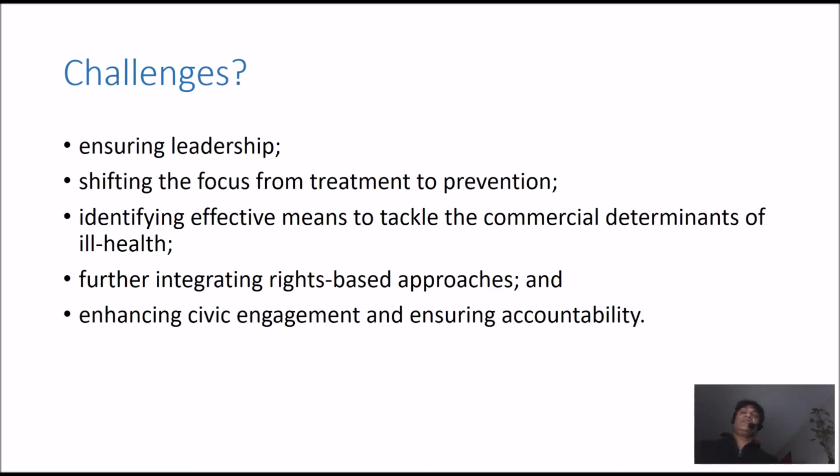The challenges are investing in leadership around the world, people to take on these goals as true aspirations. We need to change the focus from treatment to prevention. How do we prevent tragedies from happening? And maybe we need to look at civic engagement. So what are the various institutions that can come to play to ensure that governments actually remain accountable to following up on these goals?